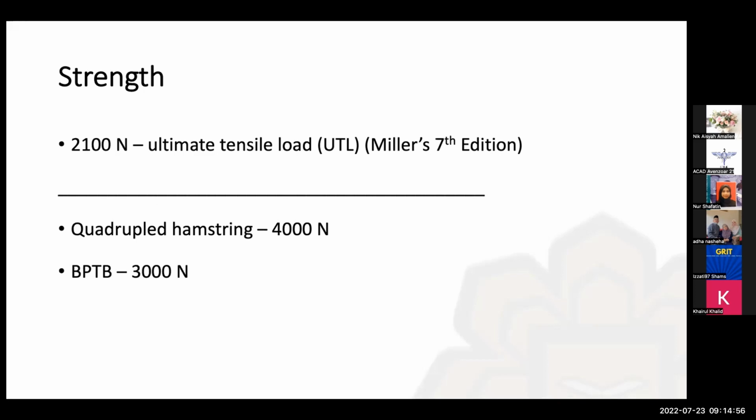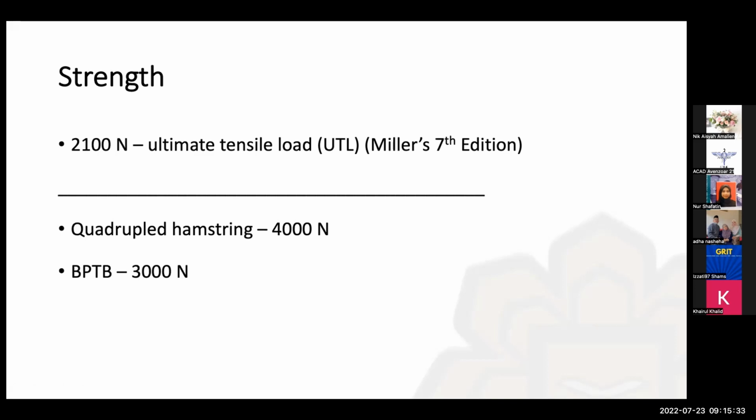So our graft to replace it must be stronger. If we take a quadruple hamstring, usually we take the hamstring for ACL reconstruction and fold it in four. Quadruple means we fold the hamstring four times, then place it in. It is about 4,000 Newton, higher than the native ACL. BPTB is bone-patellar tendon-bone. We take the patellar tendon as a graft, and the strength is about 3,000 Newton. Both are well above the native ACL's strength.